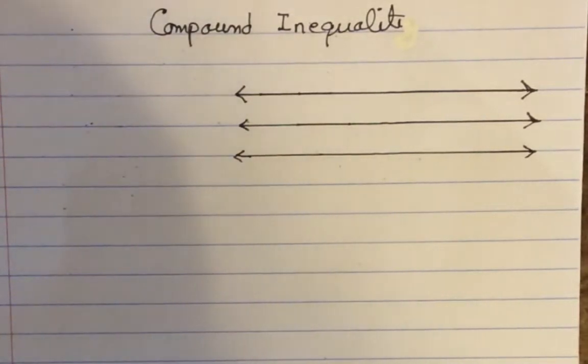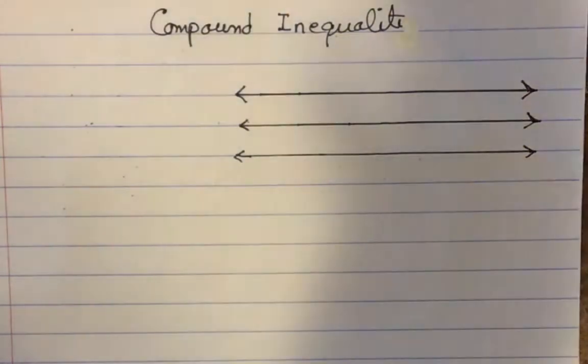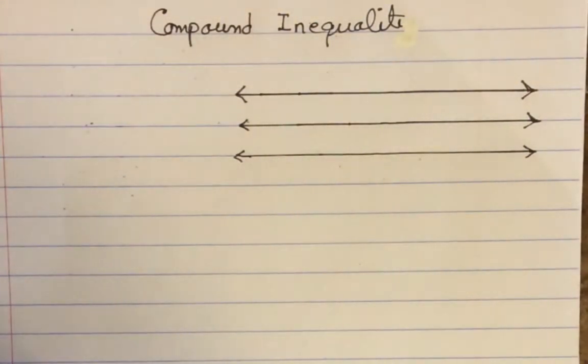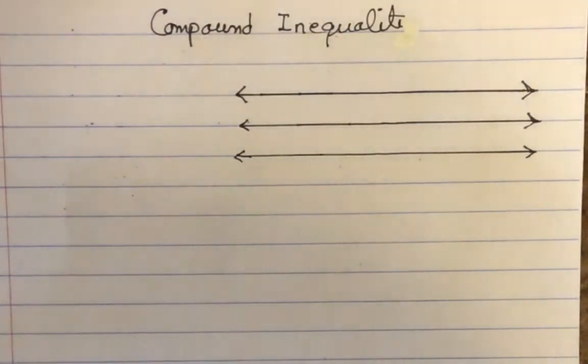Hi guys, today we're going to learn how to solve compound inequalities. Inequalities are the same as equations, but in an equation the two sides are equal. In inequalities, the two sides are not equal to each other. Like when I say 5 is greater than 2, that's an inequality. So what we're going to learn today is something called compound inequalities.